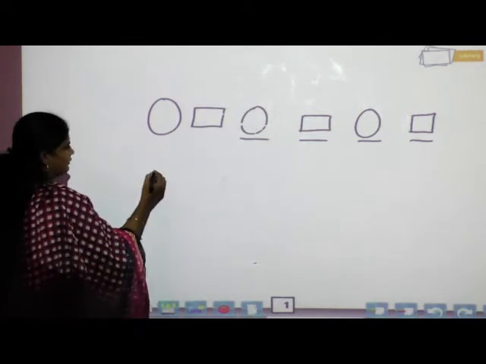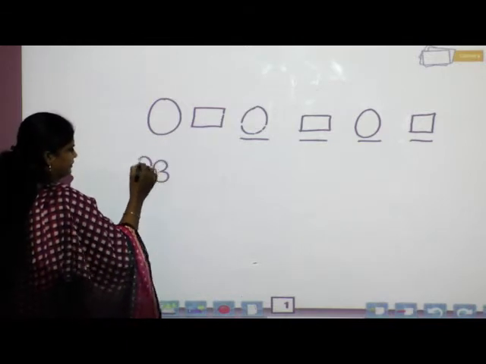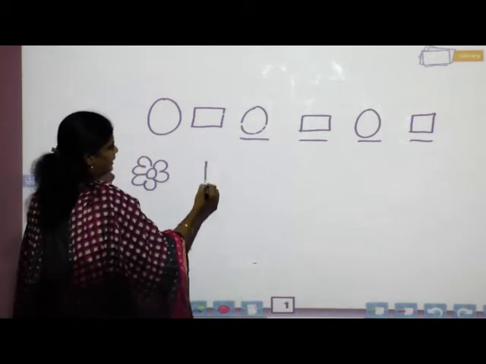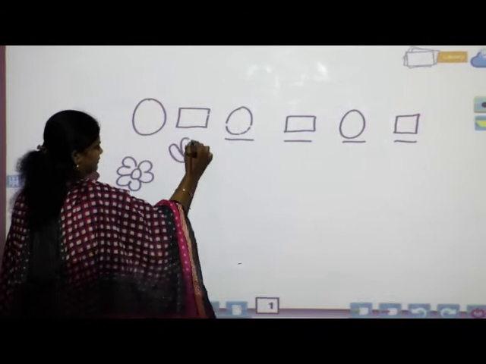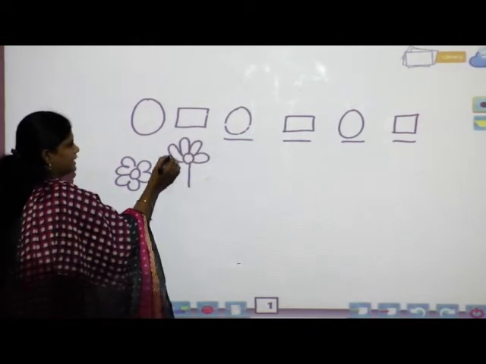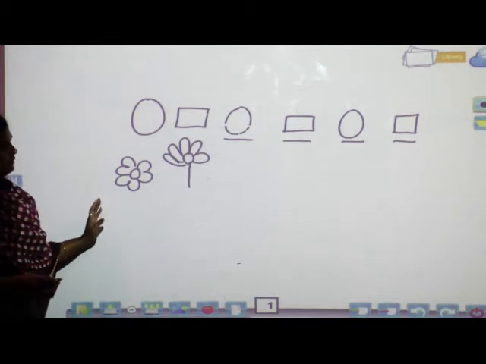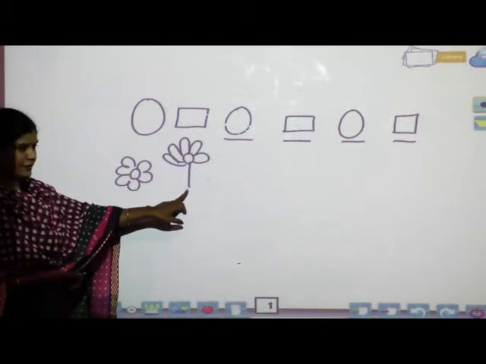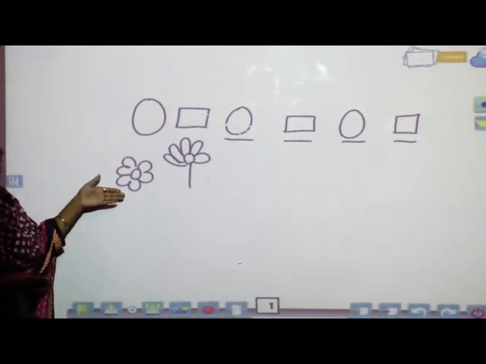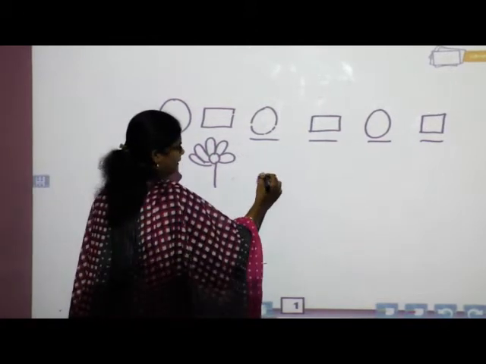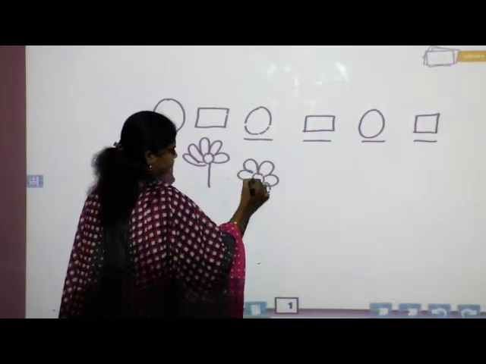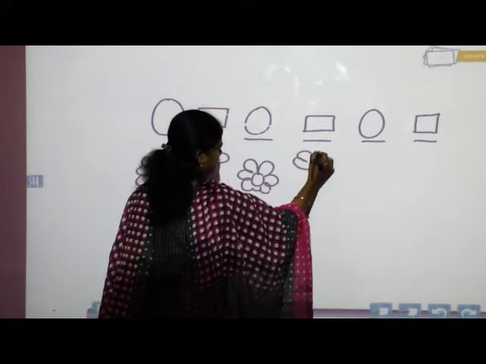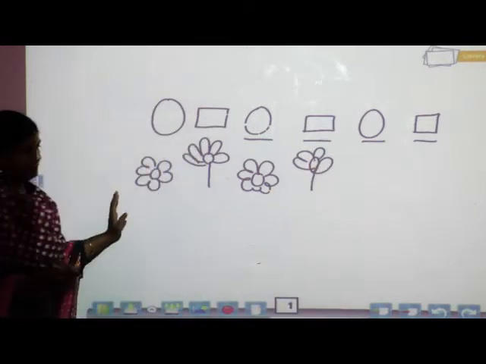Now I will draw a flower here. Yes, this is one flower and the other I will draw like this. These are two different flowers. So we have to complete the pattern here also. What will you do? Will you draw this first? No, because the first one which is there, that only we have to draw to complete the pattern. Like this we have to complete the pattern.